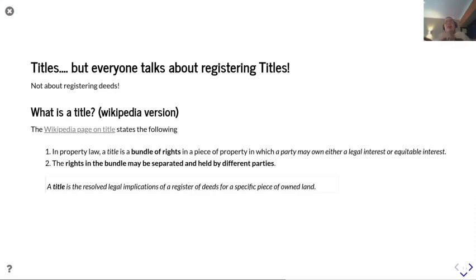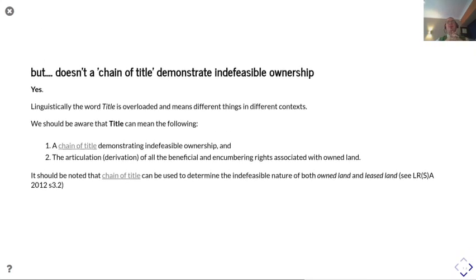In property law, a title is a bundle of rights in a piece of property in which a party may own either legal interest or equitable interest. These are things that we've discussed in our previous slides, so that's all quite comfortable. And these rights in the bundle may be separated and held by different parties. Again, these are things that we've introduced in our previous slides, so that all makes sense. So a title is the resolved legal implication of a register of deeds for a specific piece of owned land, and we'll go into that in a little bit more detail.